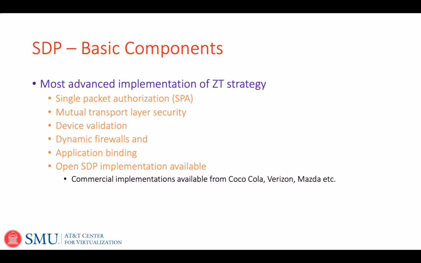Everything is black. And then you have to authenticate yourself before you can get an opening to get into the system. So a couple of major technologies are associated with it. I would say among all these things, the first one is the most interesting. That is single packet authorization, SPA. That is something SDP came out with. Mutual transport layer security is nothing new. If you're familiar with TLS or SSL, most of the time it's a one-way authentication, but SDP emphasized that it has to be mutual authentication.